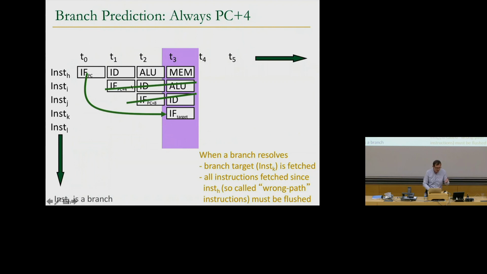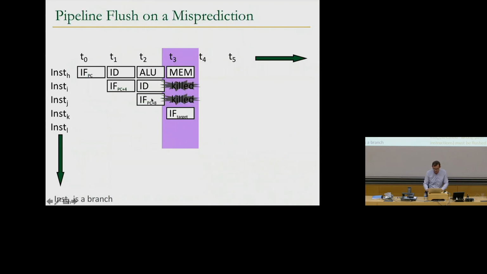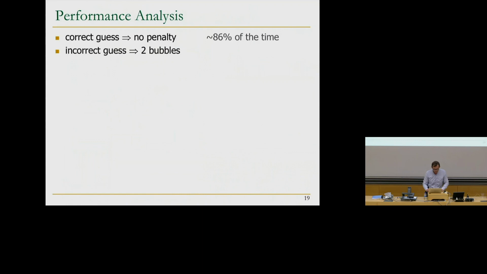I've shown you this already, but this is another picture of it. So the wrong path instruction must be flushed. In this case, you fetch 2 wrong path instructions because the branch resolves in the ALU stage, and you fetch the next instruction in that next cycle. So you need to flush the 2 instructions that come after the branch. So kind of kill them. Okay, so let's do some more performance analysis. For a correct guess, you have no penalty. For an incorrect guess, you have 2 bubbles in this case.